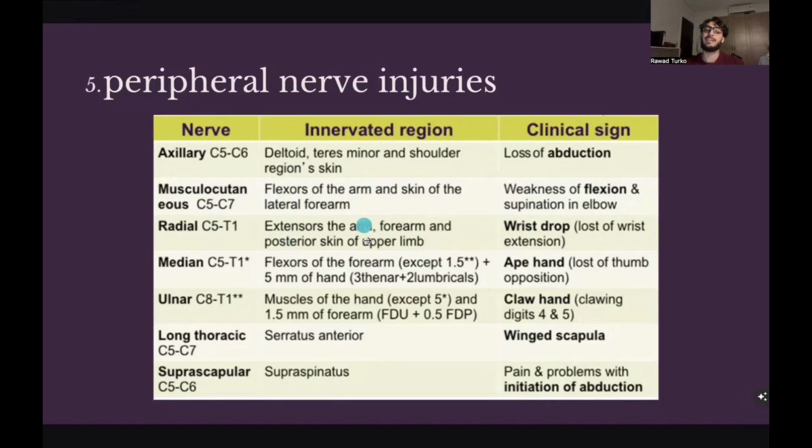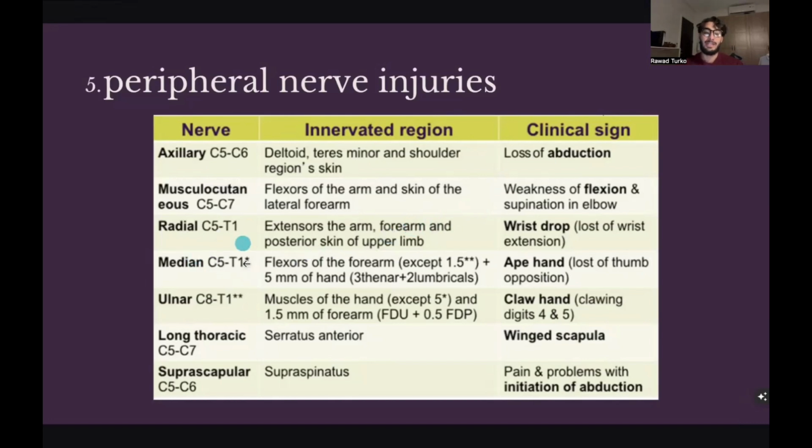Radial supplies the extensors of the arm and the forearm, things like the triceps, for example, or the extensor digitorum. So it's going to be wrist drop because you're unable to extend the wrist. You're going to have wrist drop. And if it's a more proximal radial lesion, then you're also unable to extend the arm at the elbow, which is the job of the triceps muscle.